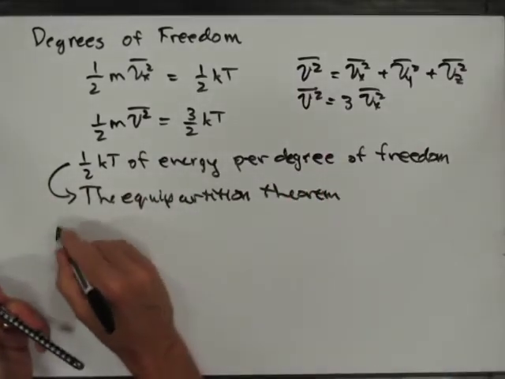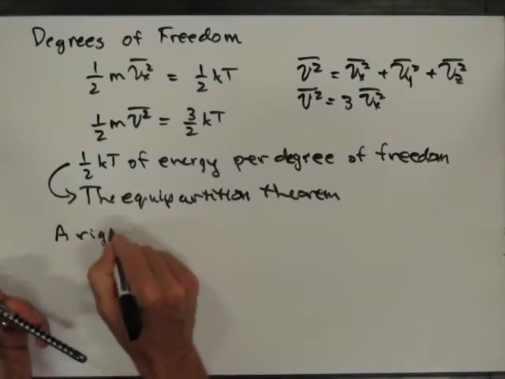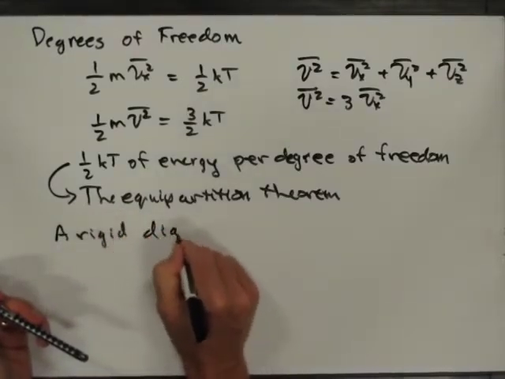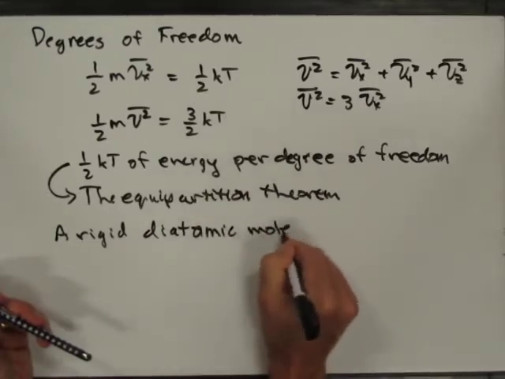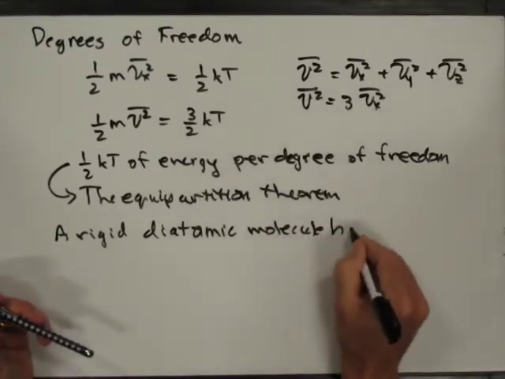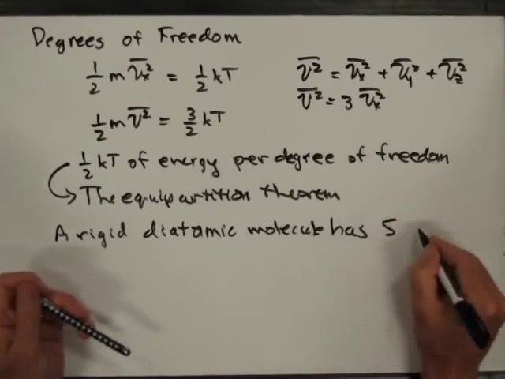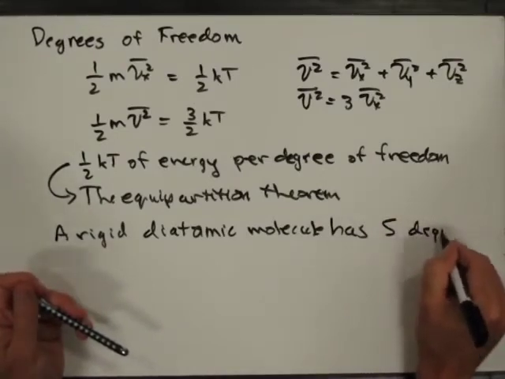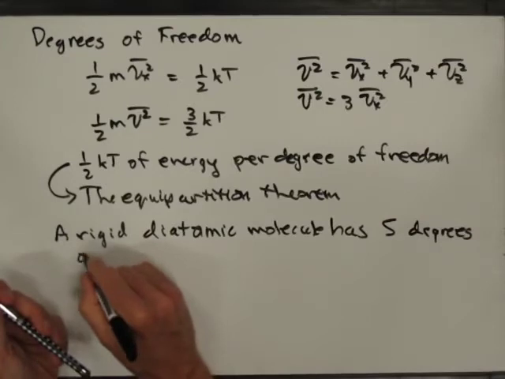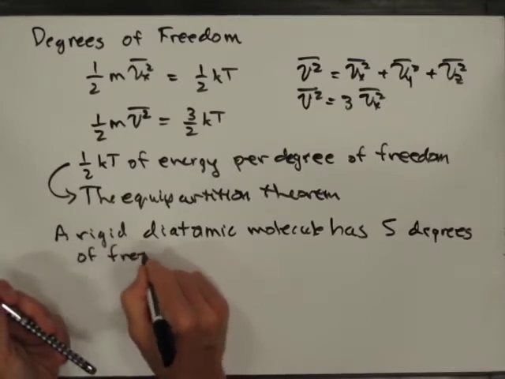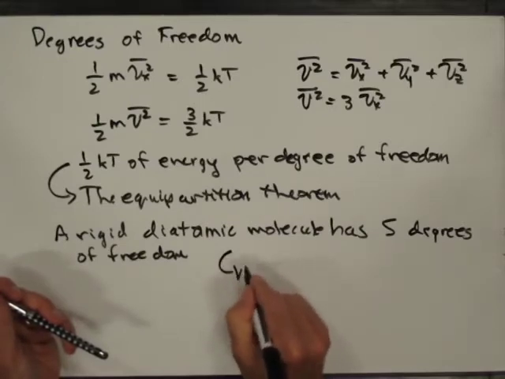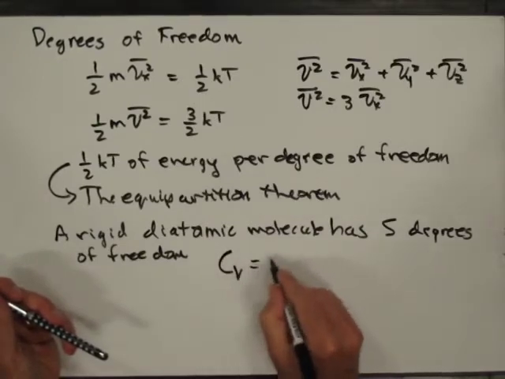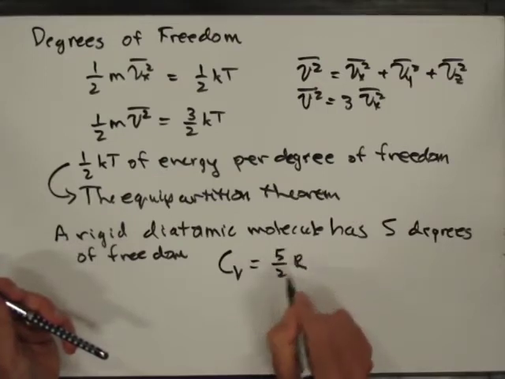And so a rigid diatomic molecule has 5 degrees of freedom. And that means that the molar heat capacity at constant volume is not 3 halves R, it's 5 halves R.